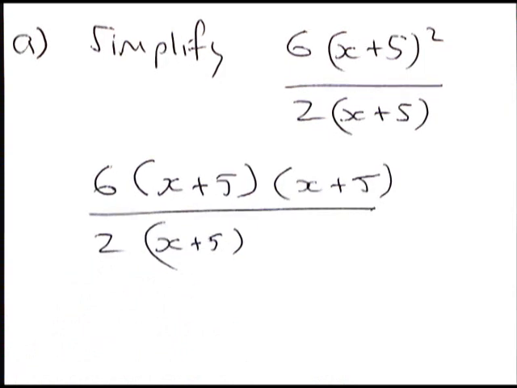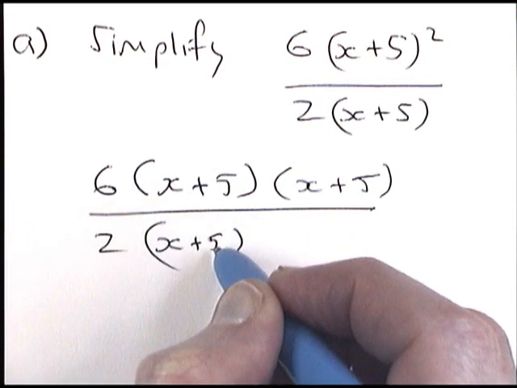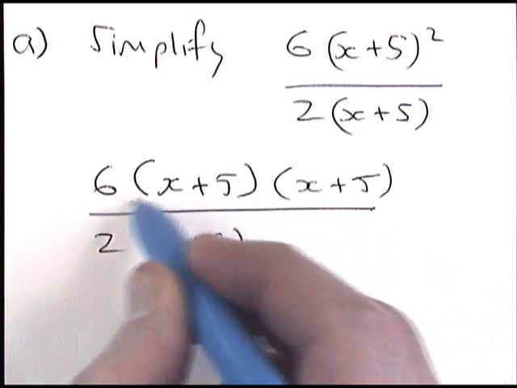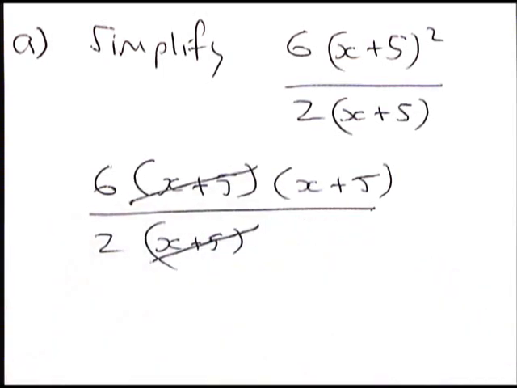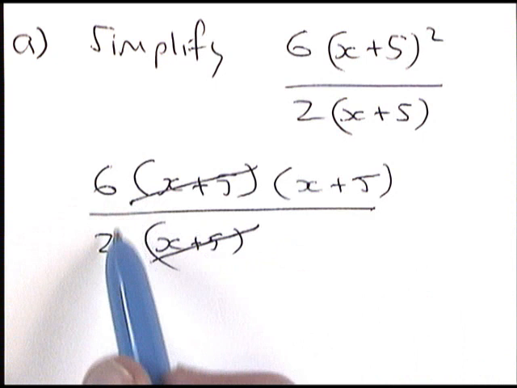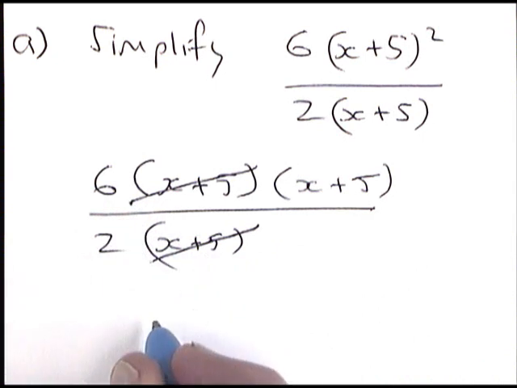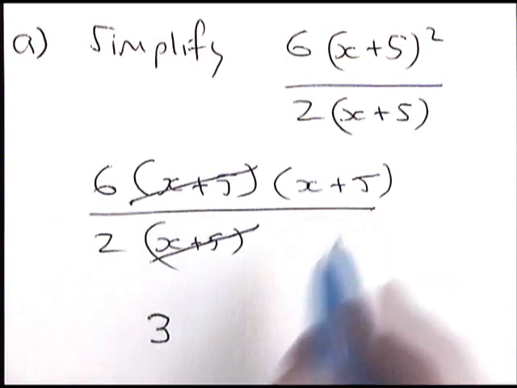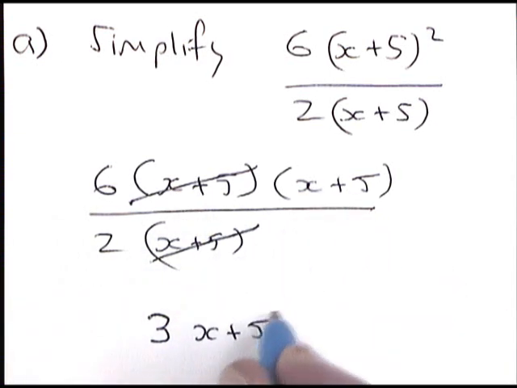If you write it out like this, it becomes clearer that because this bracket is on the top and the bottom, they cancel out with each other, so they disappear. And you've got 6 divided by 2, which is 3. So 6 divided by 2 is 3, they cancel out, and you're left with the x plus 5. So that is that simplified.